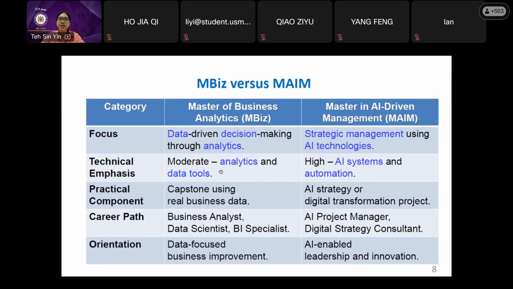Technical emphasis for you, you are focusing on analytics and data tools. So you will learn software like Python, you will learn Tableau or Power BI, and so on. For MAIM, they are more on AI systems and more on automation. So for the practical component, you will have your ABW 508, your analytics lab. The analytics lab is more on the capstone project using real business data.